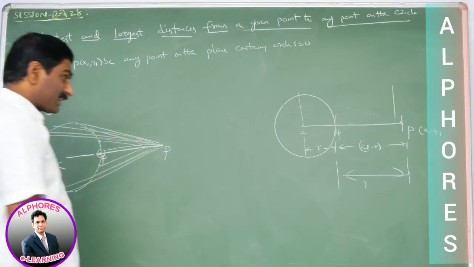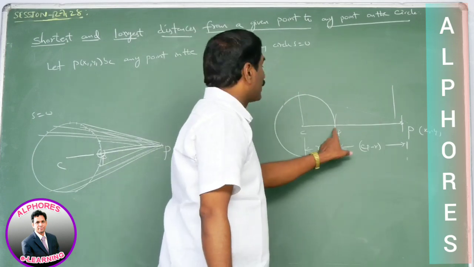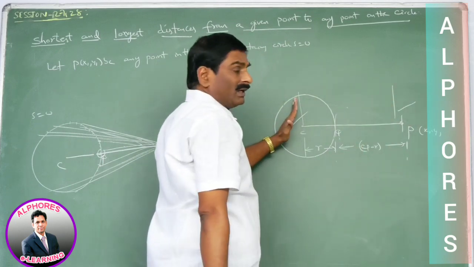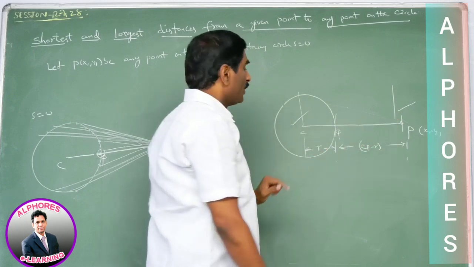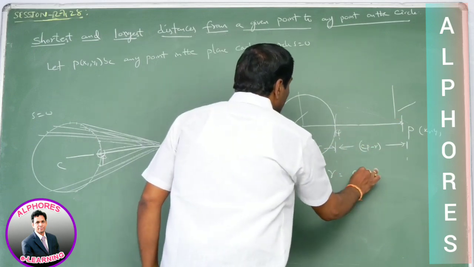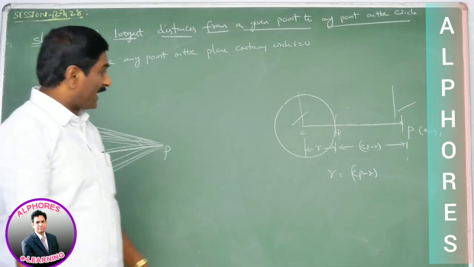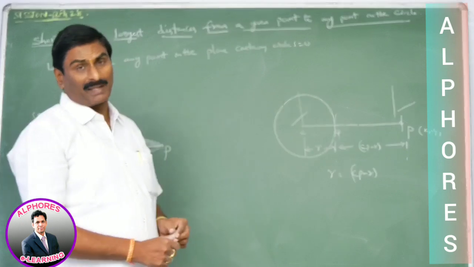For getting this point Q, Q divides the line segment CP. C is a known value, P is a known value. Q divides in the ratio CQ to QP, that means R to CP minus R. For getting Q, CP is divided in the ratio R to CP minus R.